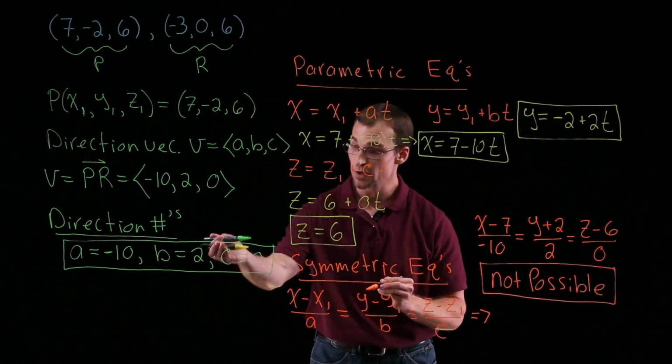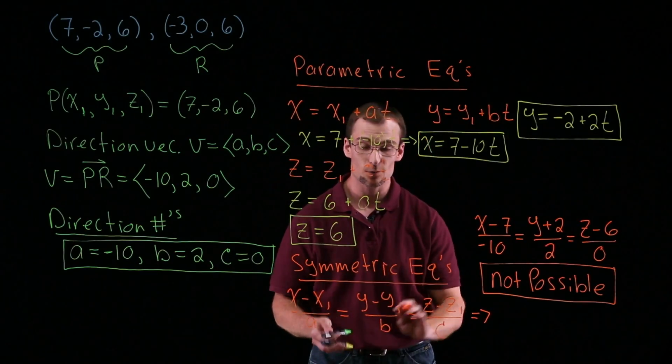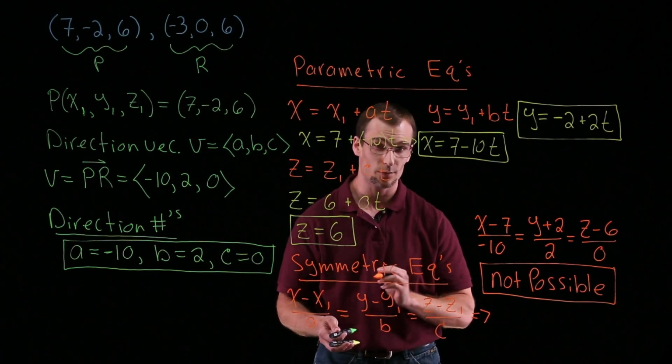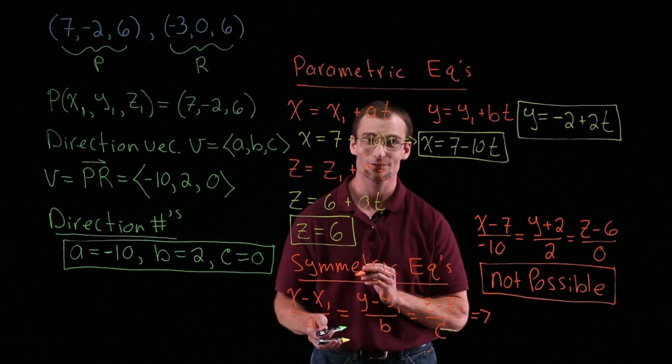So we have our direction numbers and a set of parametric equations, but our symmetric equations were not possible to be found. And there we go. Thank you very much.